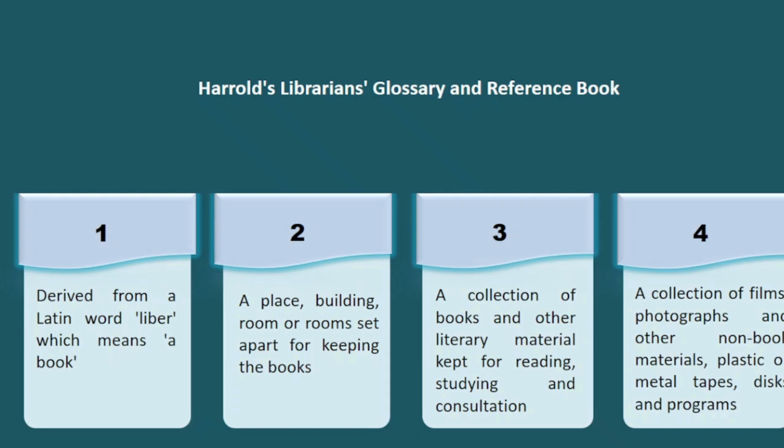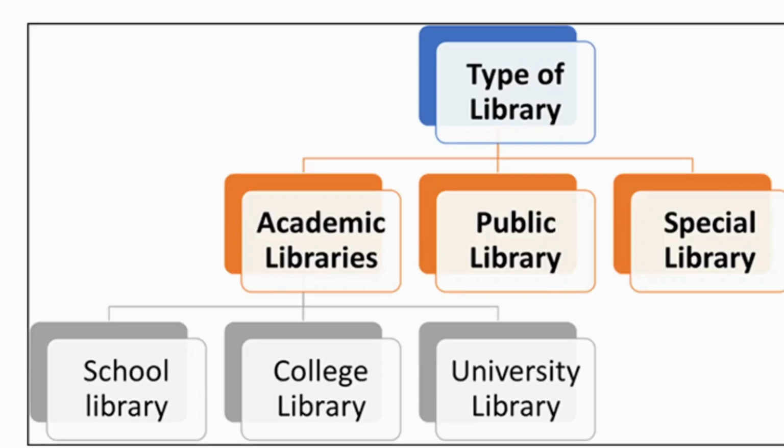So secondly, we will see the types of different libraries. Primarily, we can differentiate libraries according to their nature or the type of user they cater to. Firstly, as we are all associated with, the academic library. Secondly, the public library, and finally, the special library.